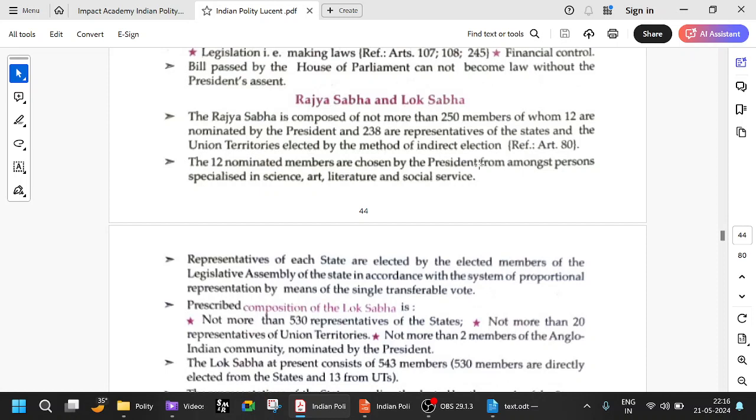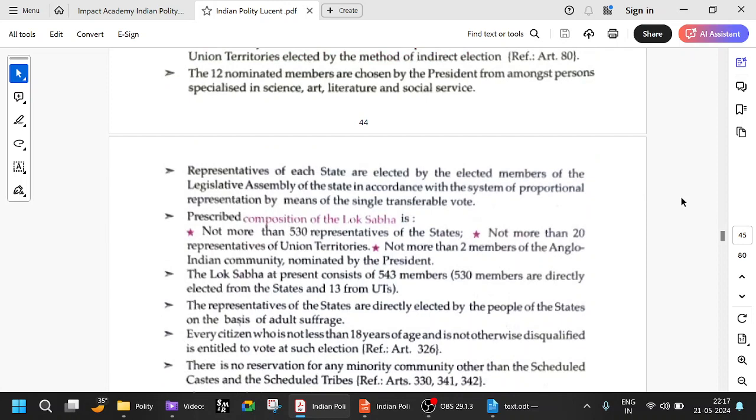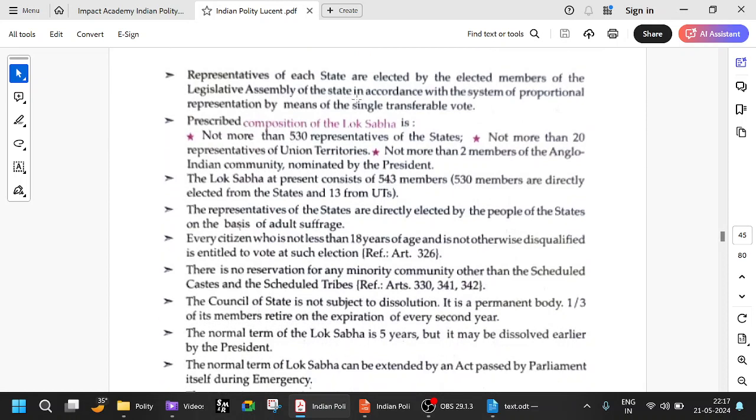The 12 nominated members are chosen by the President among persons specialized in science, art, literature, and social service. Representatives of each state are elected by the elected members of the Legislative Assembly of the state in accordance with the system of proportional representation by means of single transferable vote. The prescribed composition of the Lok Sabha is not more than 530 representatives of the states, not more than 20 representatives of union territories, and not more than 2 of the Anglo-Indian community.